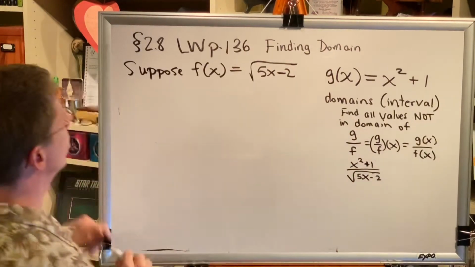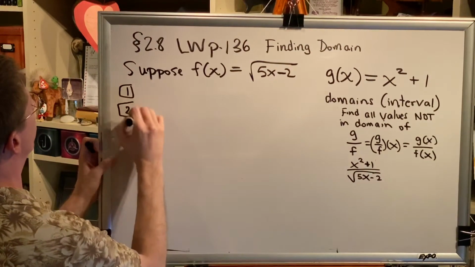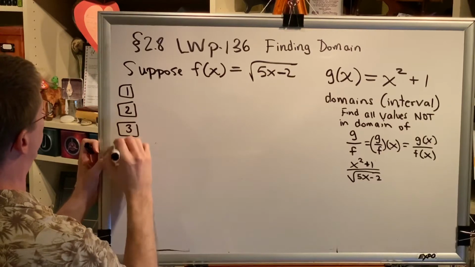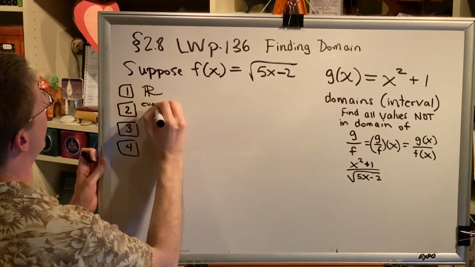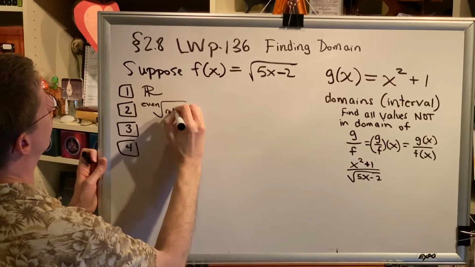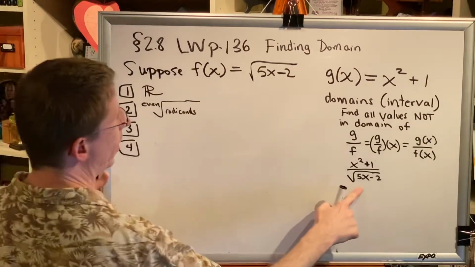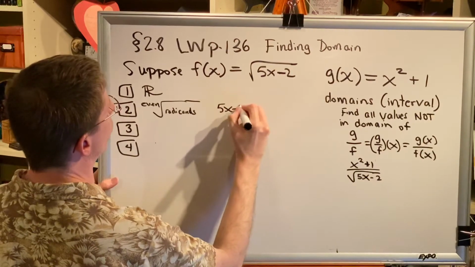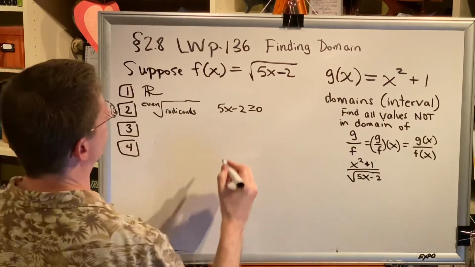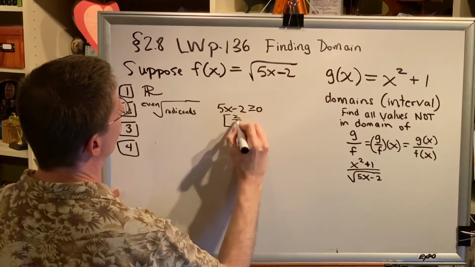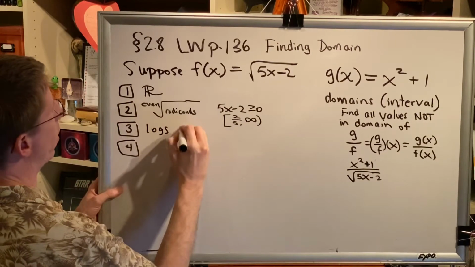All right, so here we go. So let's go through and find out what is in the domain first. We're going to go through 4 steps. Step 1, we're going to start with all real numbers. Step 2, any even radicands, the radicands have to be greater than or equal to 0. So in this case, we do have an even radicand. It's 5x minus 2, and 5x minus 2 has to be greater than or equal to 0. We've solved this several times already in this problem. This is the interval 2/5, comma, infinity. Step 3, logs. There are none in this problem.